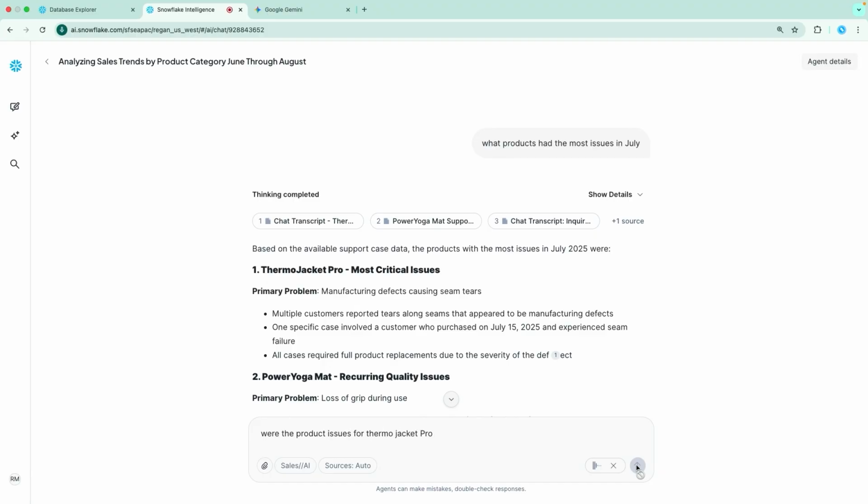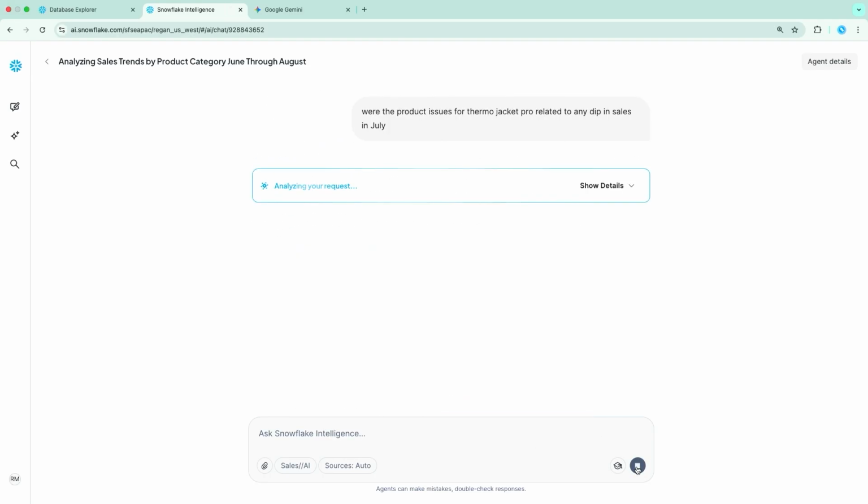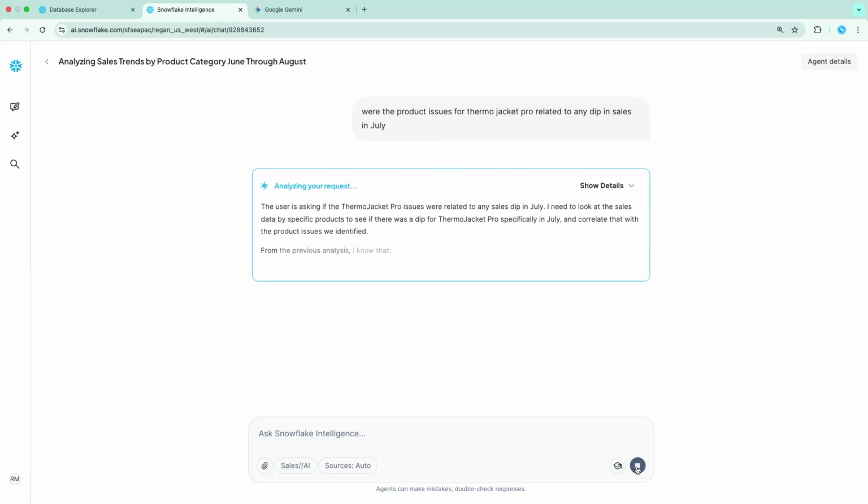We can also go and attempt to join this unstructured data back to our structured data, our sales data, for example. So now what I'm going to do is I am going to ask, were the product issues for Thermo Jacket Pro related to any dip in sales in July? Cool, it's understood me that time. So now it's going to take the context again that it has. It's going to take my question. It's going to look at that support data and see if there is any corresponding drop-offs in sales for that product in July. So it's coming through, it's doing some analysis, it's looking through.